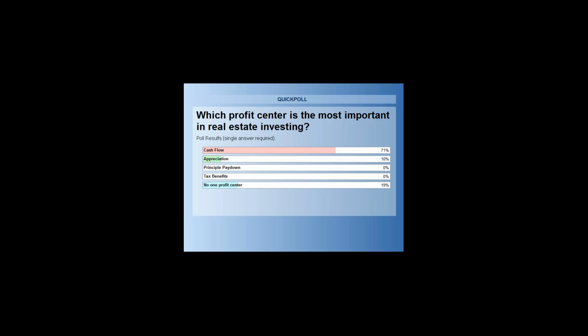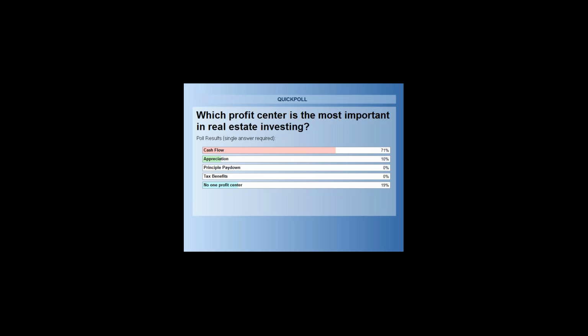Here we go. It looks like by a pretty large victory, the answer would be positive cash flow. 71% on the call are mainly purchasing for cash flow, 10% are looking for appreciation as the main reason they're buying real estate, and about 19% feel that no one is more important than the other.